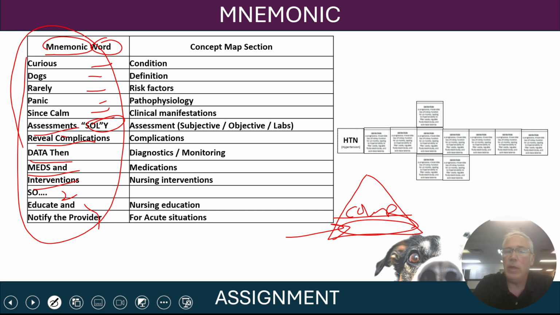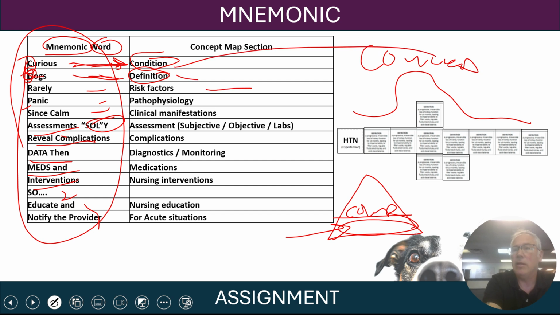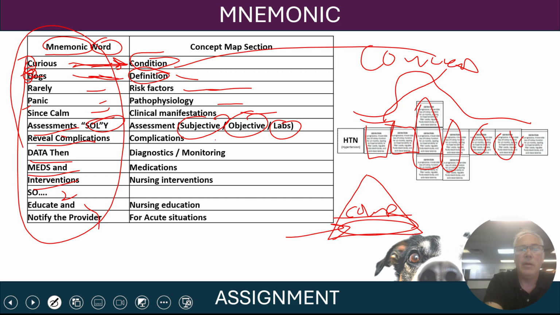And why do we need to know that? Because each one of these mnemonic words is related to the mapping of the concept map. So, for example, curious equals the condition. Dogs, the D is for definition. So you would have the concept, which is the condition, and then the next step would be the definition. And then the next step would be the risk factors, then the pathophysiology, clinical manifestations, subjective, objective, labs, complications, and so on. And that's kind of how you do it.